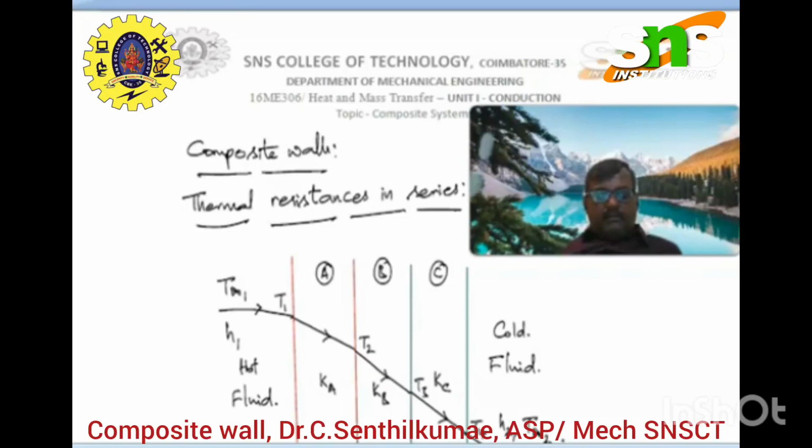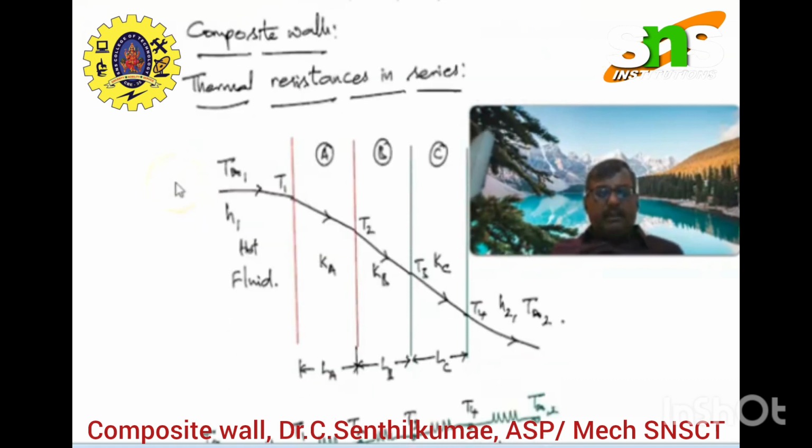Hi all, I am continuing the series of lectures on heat and mass transfer, the unit of conduction. Already we have seen the composite wall thermal resistance in series, that is hot fluid and cold fluid, having three different materials A, B, C, having three different thermal conductivities Ka, Kb, Kc, and the interface temperatures are T1, T2, T3 and T4, and the heat transfer coefficient is H1 at the entry, H2 at the exit, T infinity 1 at the entry, T infinity 2 at the exit.